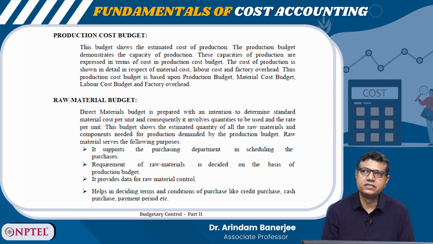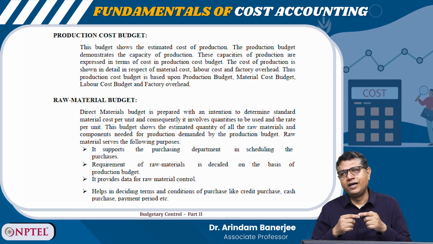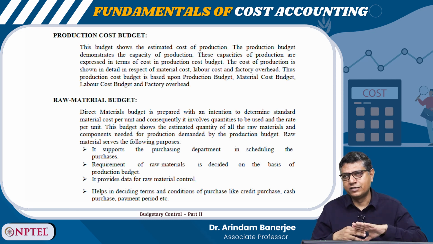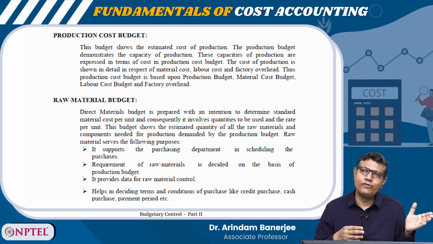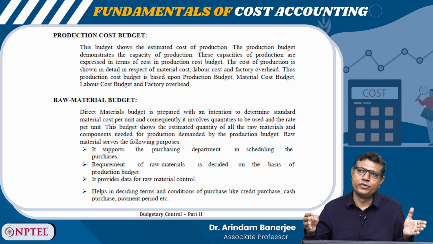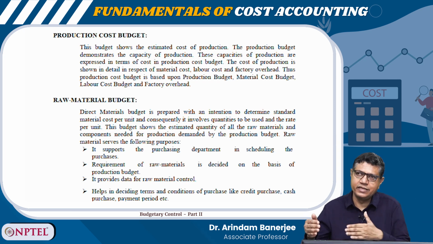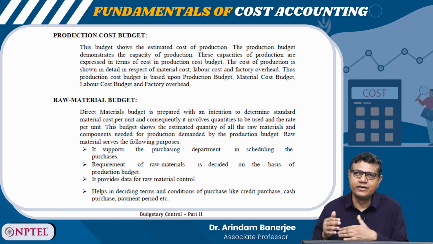It supports the purchasing department, of course. The requirement of raw material is decided, because you need to get into agreement with the suppliers beforehand. If we don't do that, then what will happen? The production assembly line may get hampered. Workers will wait at the assembly line, because there may be a supply chain bottleneck. So that is not a desirable situation. I need to avoid that.